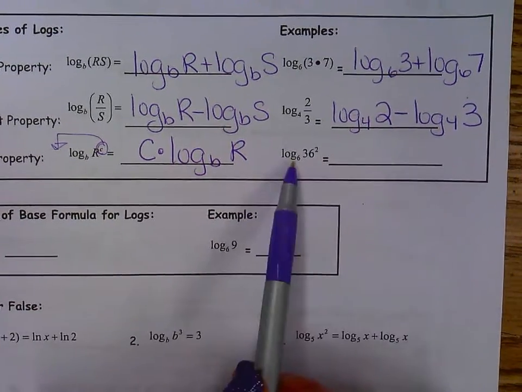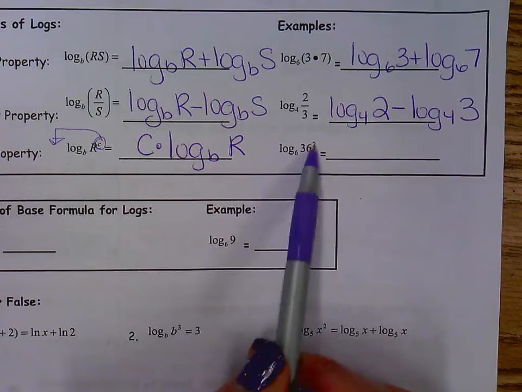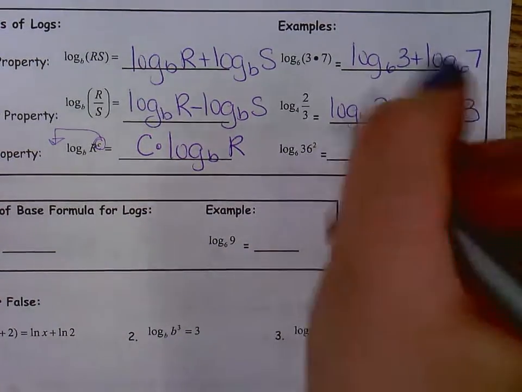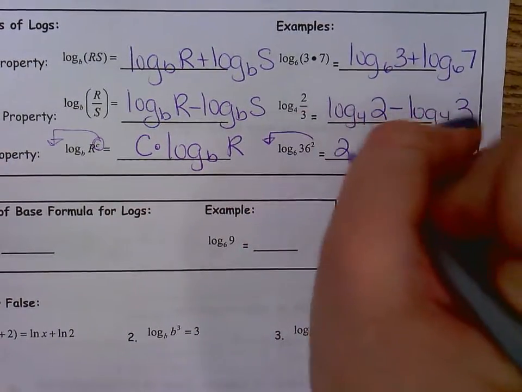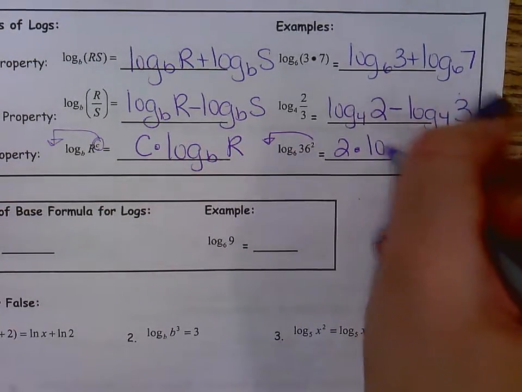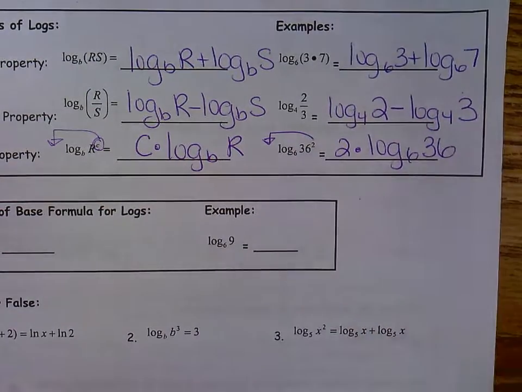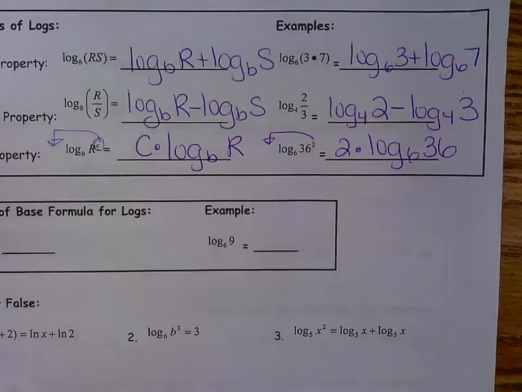So in this example, I don't know what 36 squared is. So I can bring the 2 down front and say this is really 2 times the log base 6 of 36. You don't have to write this next part down, but you should know what the log base 6 of 36 is in your head. What is the log base 6 of 36? 2. So this problem becomes very easy. 2 times 2 would just be 4. But when I'm over here, I don't know what 36 squared is, so this is too hard for me to compute in my head.